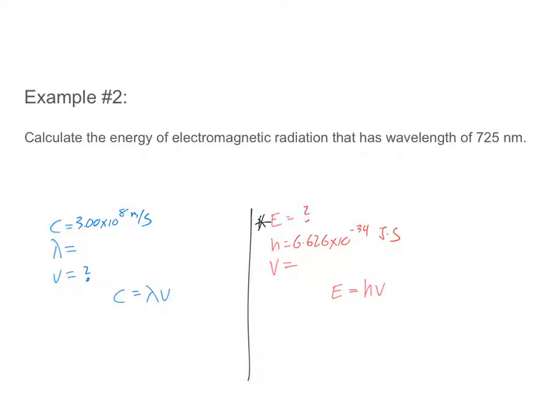And that will give me this value. But I notice that the wavelength is given to me in nanometers, so the first thing I need to do is convert that 725 nanometers to meters. So 725 nanometers to meters, 1 meter is equal to 1 billion nanometers. So 725 divided by a billion gives me 7.25 times 10 to the minus 7 meters.